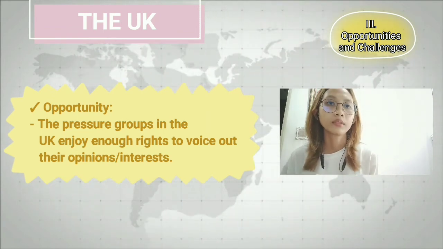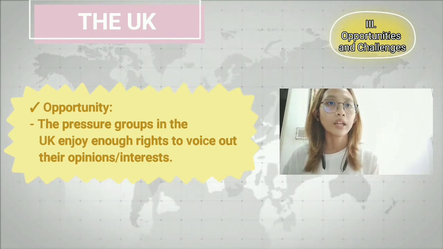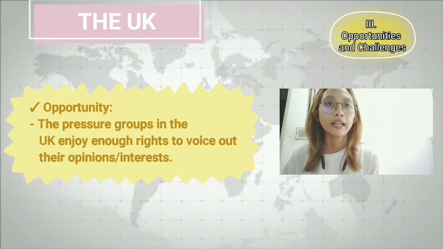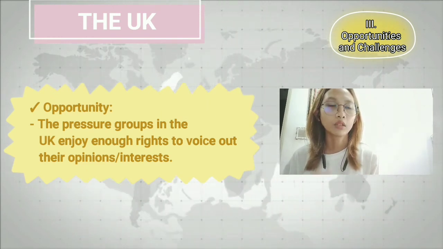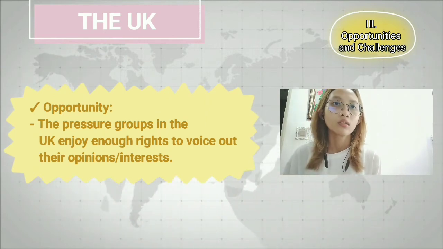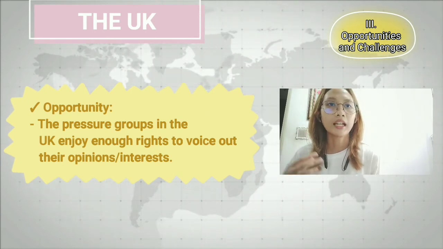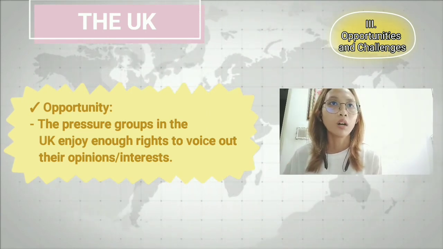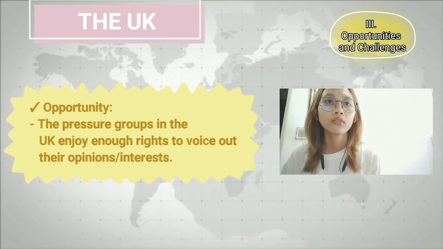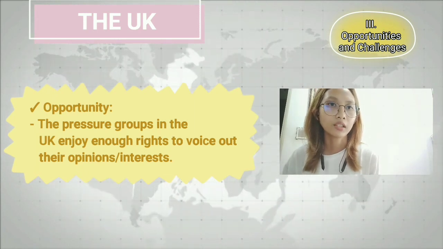So they might form themselves into outsider groups or insider groups of the pressure group, or sometimes they also form themselves into trade union groups, where they bargain and negotiate with the government for the conditions and salary of their working jobs as well. So this is a very good point about the United Kingdom, because they allow pressure groups to have enough right to voice out their opinions and interests. And this is all for the opportunities and challenges of both countries. Next, we're moving on to the recommendation.